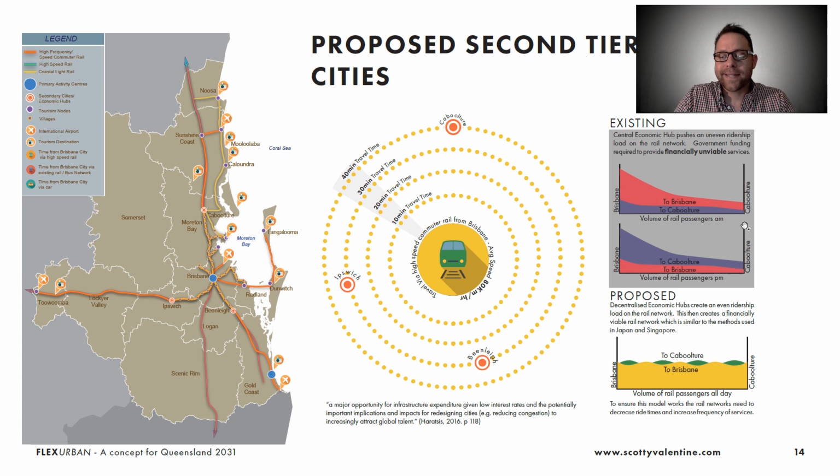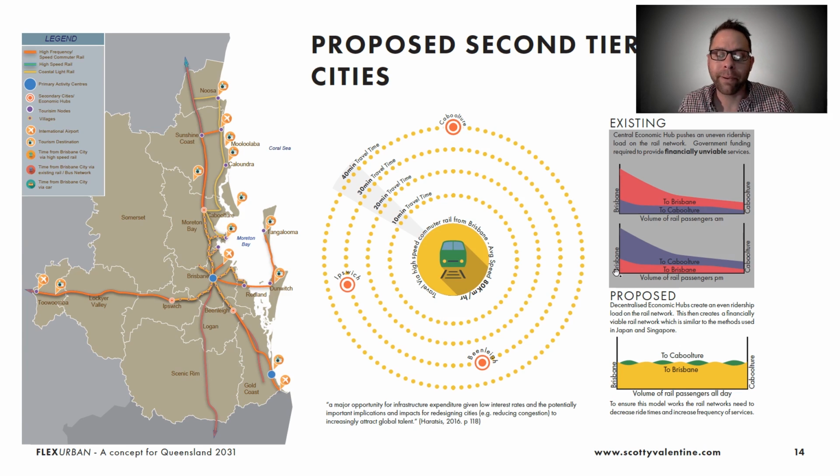Okay. The second tier cities. The existing model is we have a central economic hub that pushes uneven ridership load through the rail network. Government funding is required to provide a financially unviable service. We have our outer suburban area, Caboolture in this case, and we have Brisbane City. So in the mornings we have a great deal of passengers going one way and very few passengers going back the other way. In the afternoon we have all the passengers going one way and very few coming the other way.